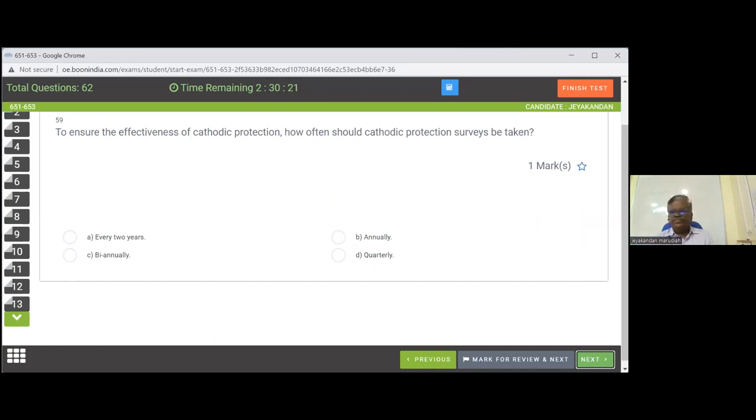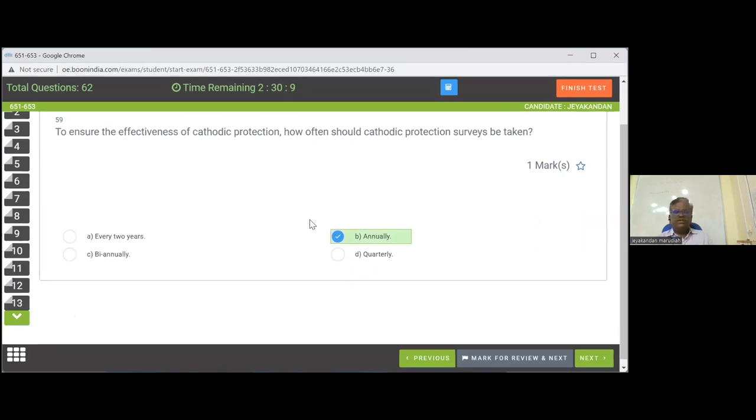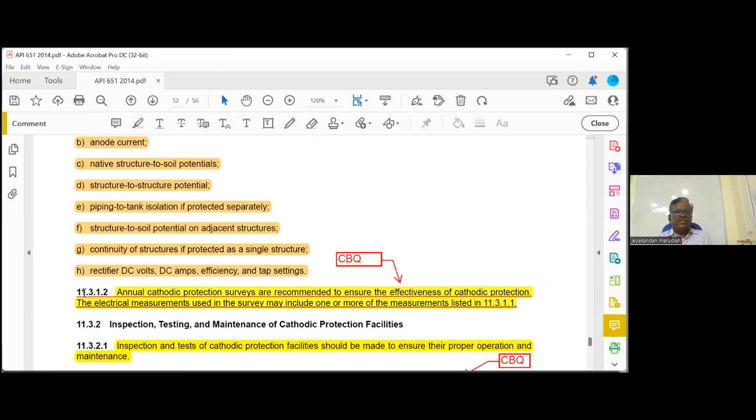Okay, next. To ensure the effectiveness of cathodic protection, how often? So how often do we have to test cathodic protection? Annually. So annually is given here. Annual cathodic protection survey. Okay, next. Here, 11.3.1.2, annual cathodic protection.